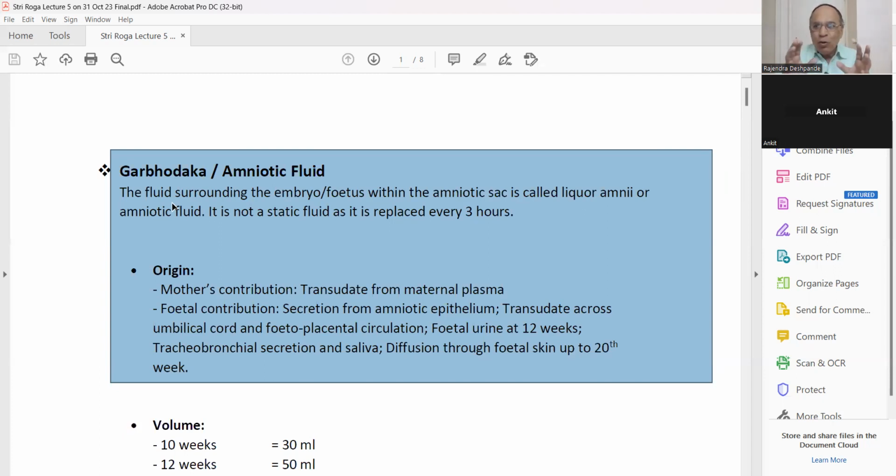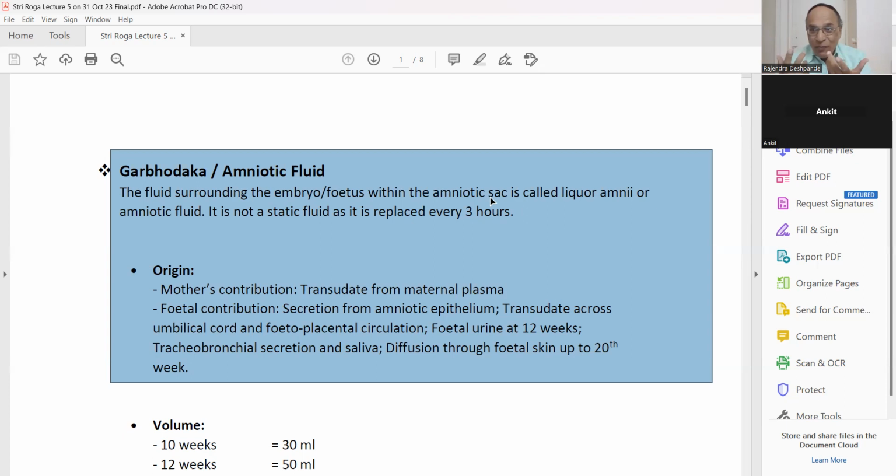Not exactly the whole 9 months; after 2-3 months, the baby is covered by some fluid. And there is also the placenta. We have learned a little about the placenta. That is the in-between connection of the mother and the fetus. And there is the umbilical cord also. So around the fetus there is amniotic fluid, within the amniotic sac. Sac is a bag. In the amniotic sac there is amniotic fluid, and the baby is swimming in the amniotic fluid.